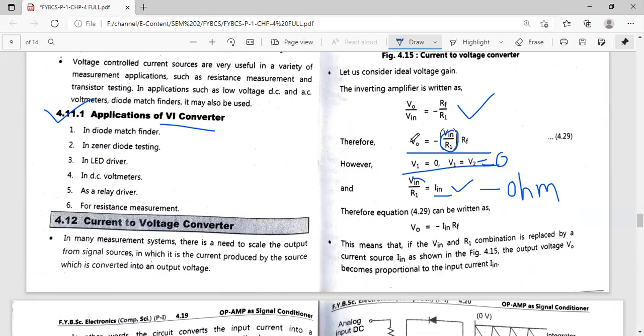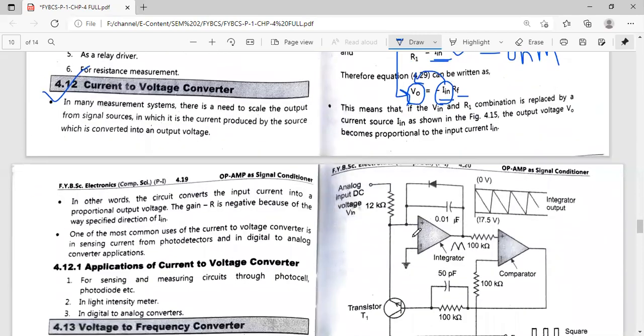So V out is equal to, instead of Vin upon R1, we write Iin. The negative sign is as it is, and into Rf is also as it is. Now, as we can see in the equation, the output we have in terms of voltage and the input we have in terms of current. So your input current is converted into the output voltage, and that is the motto of our application, that is current to voltage converter. Input current is converted into the output voltage.